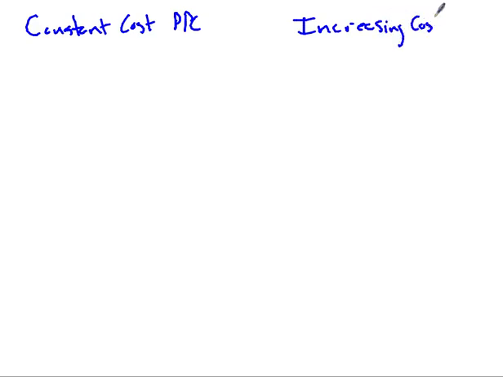Alright, in this video we want to go over the two different types of production possibilities curves that you'll see. One is what they call a constant cost curve, constant cost PPC, and the other is an increasing cost curve, increasing cost PPC.